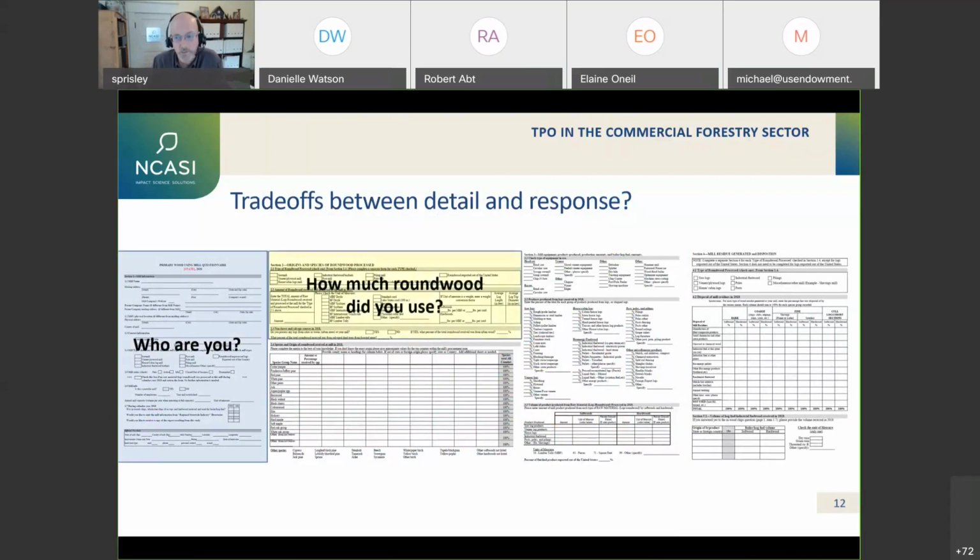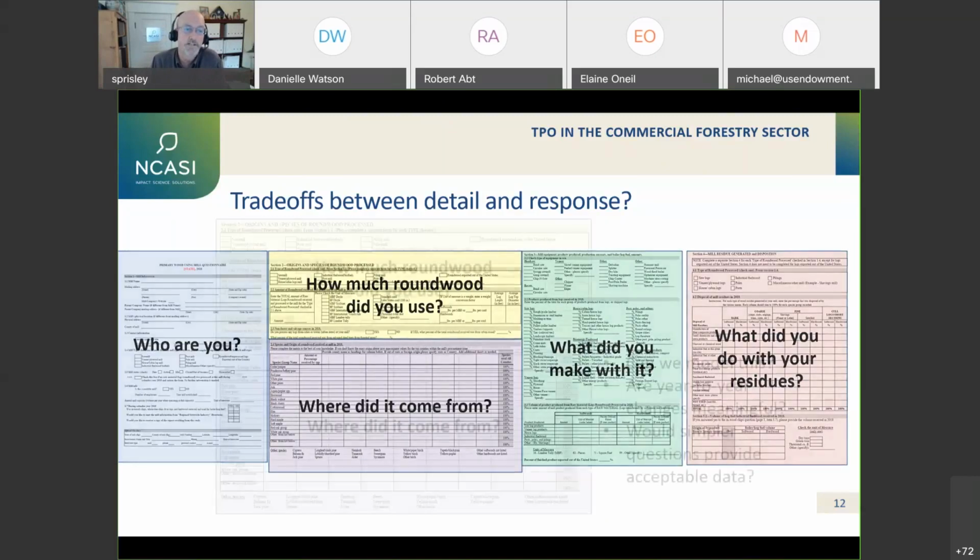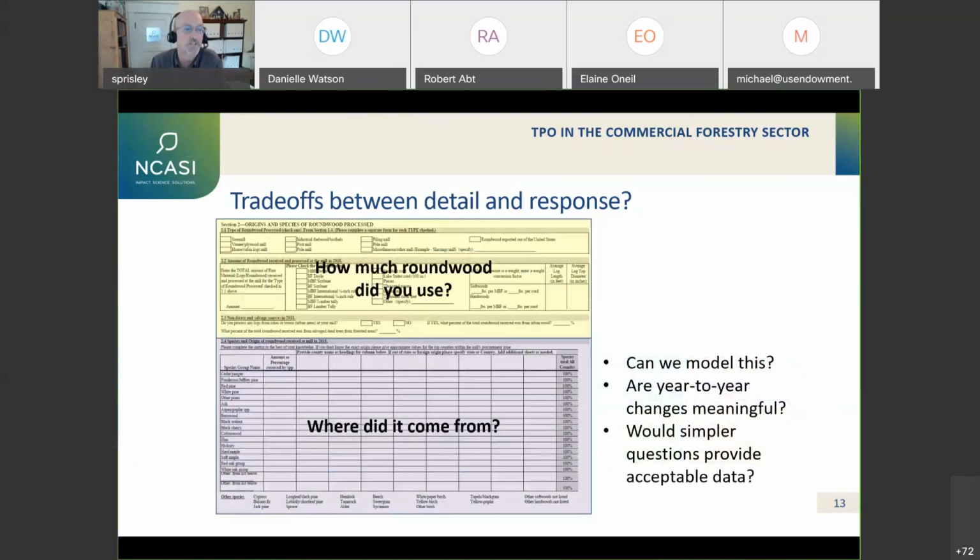How much roundwood did you use? Where did it come from? Then questions about what did you make with it and what did you do with your leftovers? So fairly simple categories, but I'd like to zoom in on this page 2, which has the really tricky questions on where does it come from. And in the South, this is a grid, by the way, of species as rows and counties by columns.